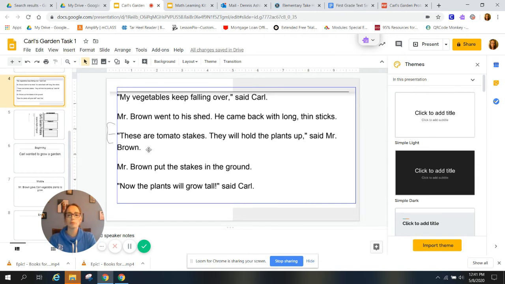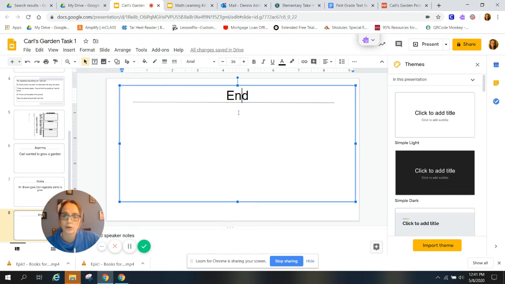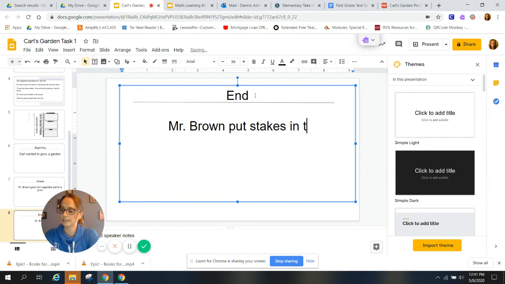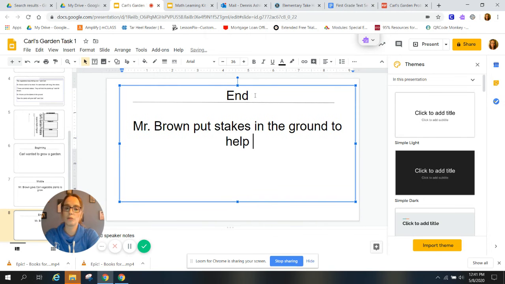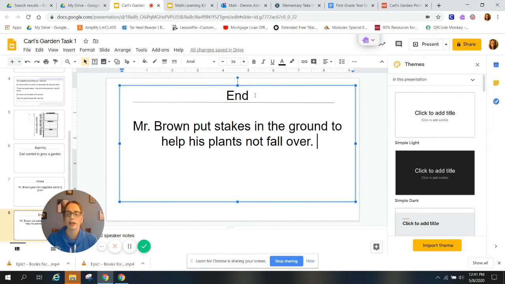You guys are right. Mr. Brown put stakes in the ground so his plants wouldn't fall over. So we can add that to the ending of our graphic organizer. That Mr. Brown, again, remember capitalizing those names. Mr. Brown put stakes in the ground to help his plants not fall over. Now this one's a little bit longer, so you might have to write a little bit smaller in that graphic organizer for this sentence. But just remember to make sure that you have capitalized those names in the beginning of every sentence and add those periods. And remember, finger spacing in between those words.